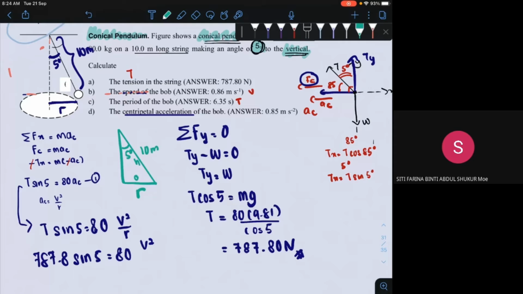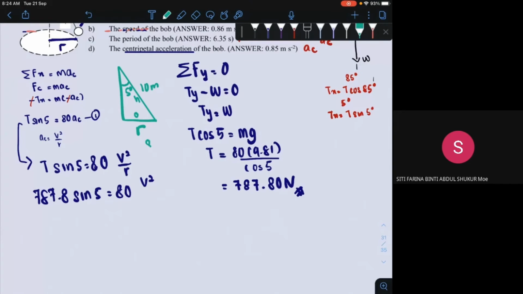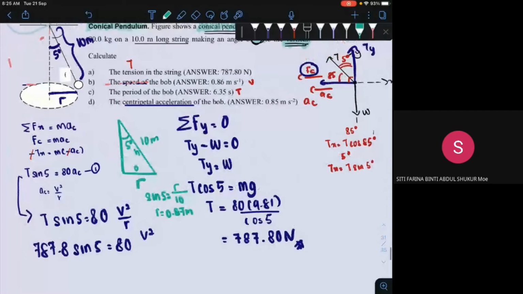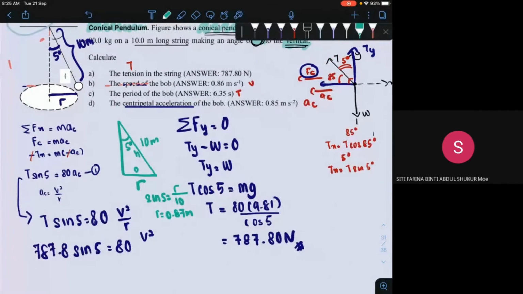So saya boleh guna sin 5 is equals to opposite over hypotenuse. Opposite saya adalah the radius that we are looking for. Hypotenuse kita adalah the length of the string 10 meter. This is your max. So 10 sin 5. So you should get your radius such as 0.87 meter. Okay, siapa yang tak dapat cari radius, ini cara cari radius. Okay, once you have got your radius, awak boleh substitute masuk dalam equation kita bahagi dengan 0.87.